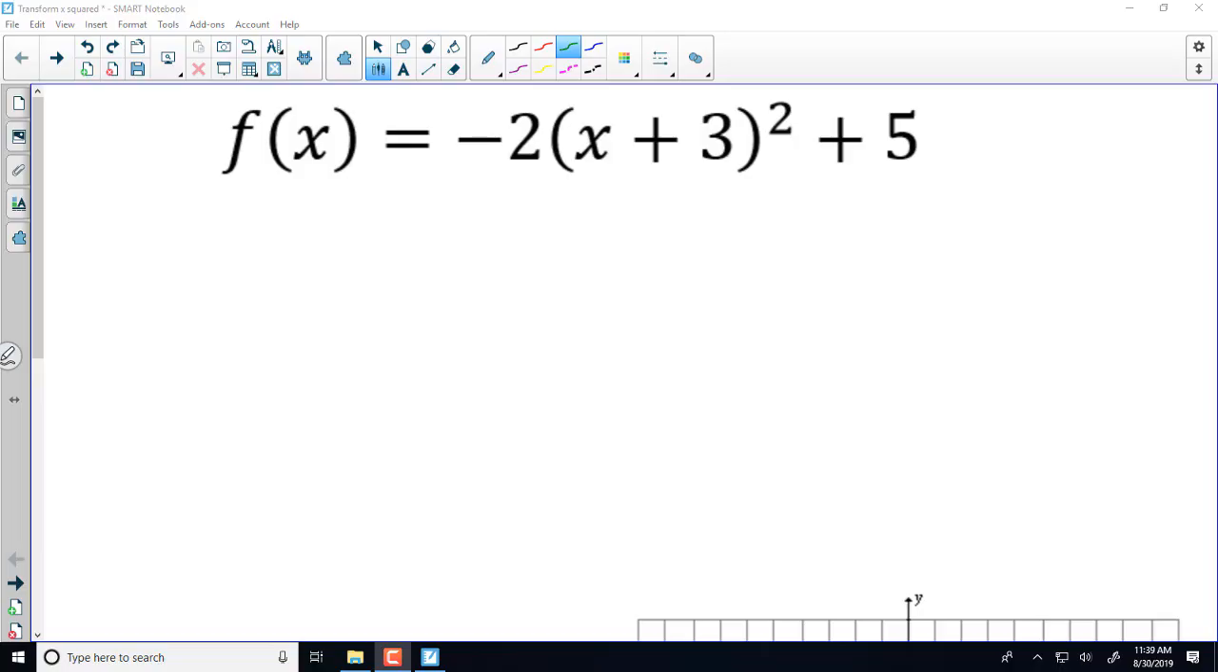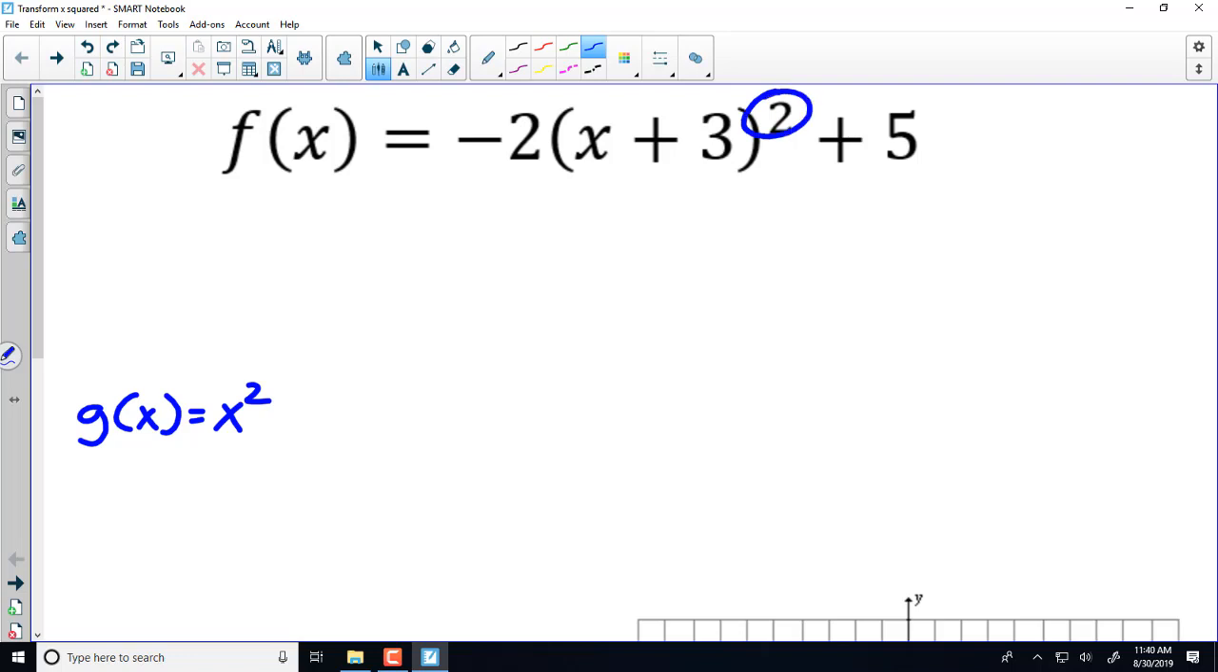We're going to do a transformation of a basic function to get a more complicated graph. The function we're transforming is actually going to be the x squared function, and I know that because I can see the squared symbol up here.